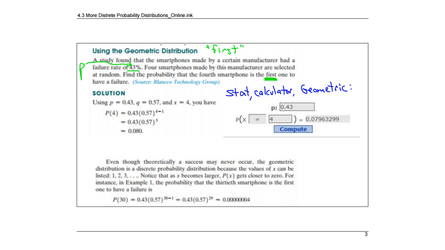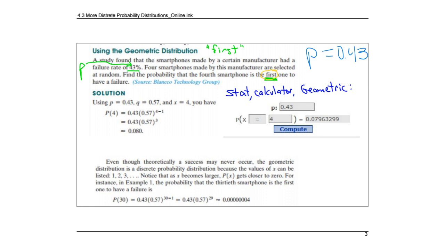So this problem says that a study found that the smartphones made by a certain manufacturer had a failure rate of 43%. Now I know it says failure rate, but that's actually going to be our success, because for us, a success is that the phone doesn't work anymore. I know that it seems kind of backwards, but that's what we're looking for in this experiment. 4 smartphones made by this manufacturer are selected at random. Find the probability that the 4th smartphone is the first one to have a failure. So that word first, that's what we're looking for. As soon as we see that word first, we know that we have a geometric distribution.